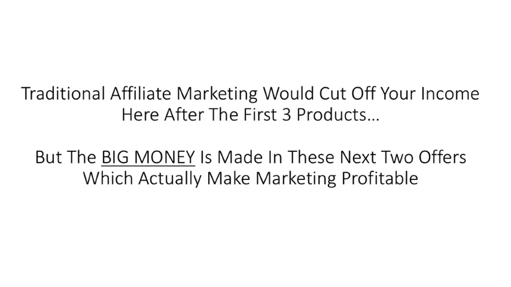So typically you'll see the squeeze page with the lead magnet, the front end offer, and then maybe an upsell. And then that's basically it. But the big money is actually made after those first 3 products. So in the next 2 offers, that's where you make the majority of your profit. And this is why so many people leave money on the table, because they're not doing these next 2 products.